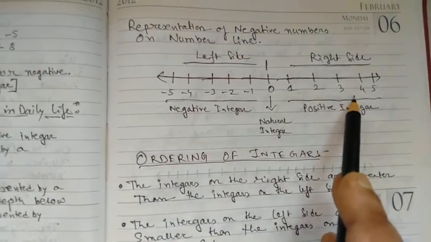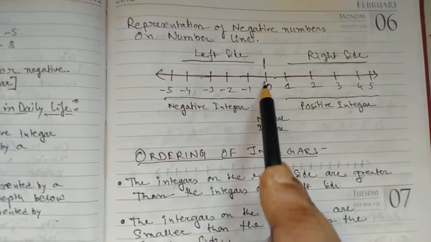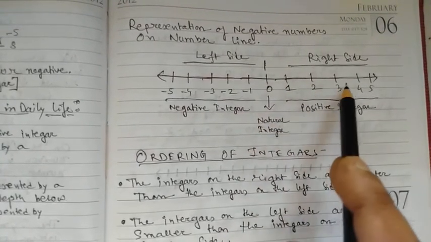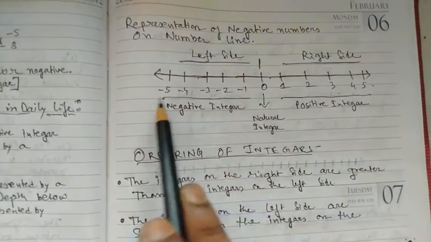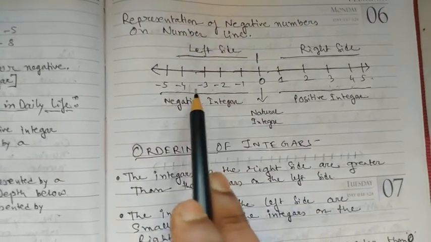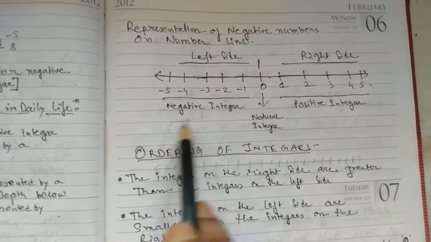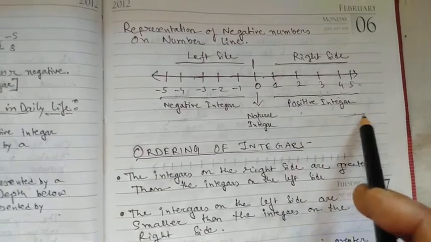Then, representation of negative numbers on a number line. So this is the number line, and this is the right side and this is the left side. It starts from 0 to the right side. When we go to the right side, 1 2 3 4 5, this is the positive side, and when we go to the left side, minus 1 minus 2 minus 3 minus 4 minus 5, these are the negative integers. 0 is the neutral integer and 1 2 3 4 5 are the positive integers.